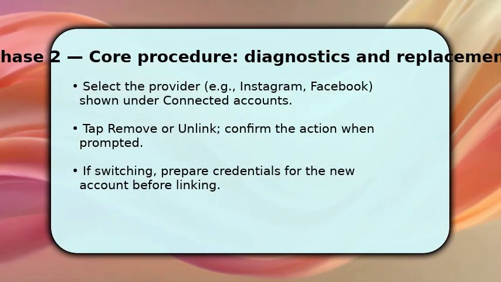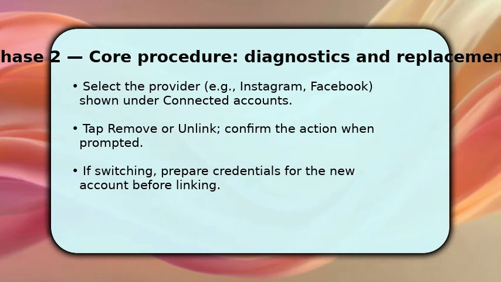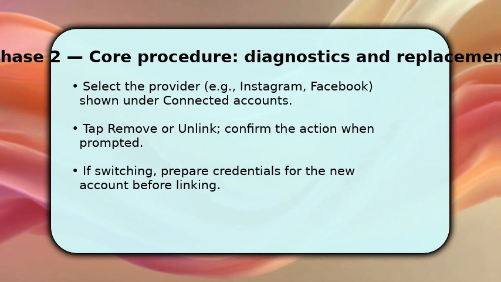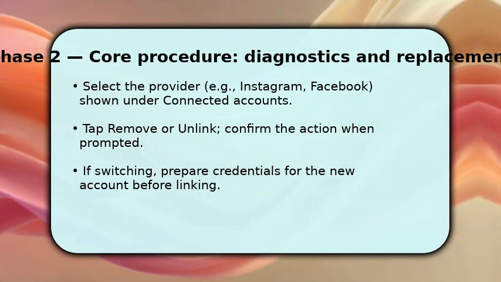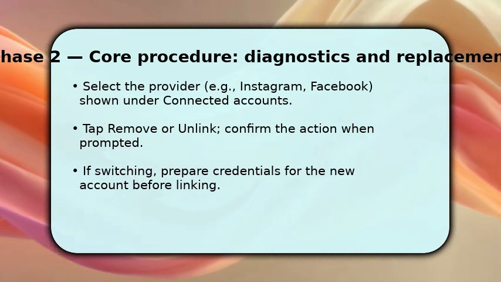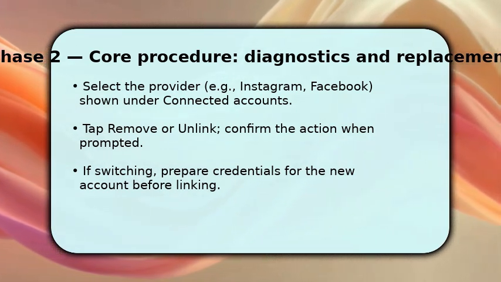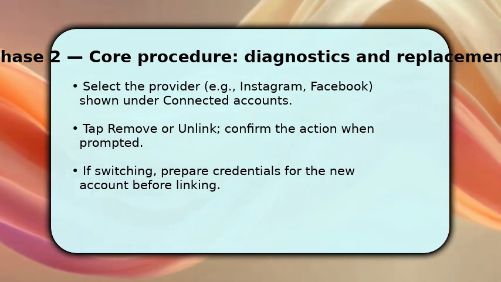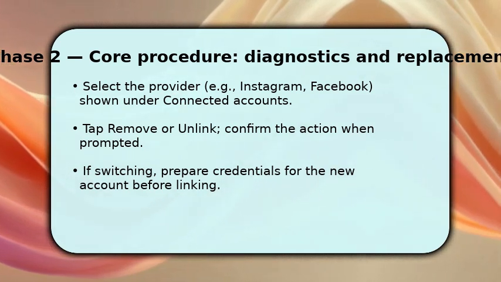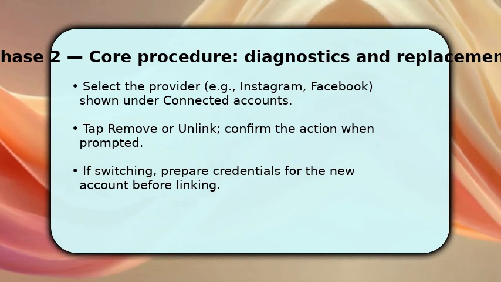You now handle the main operation, removing or switching the connected account. Tap the provider you want to change, then choose Remove or Unlink and confirm. This severs the OAuth token so TikTok stops using those credentials. Make sure you have the new account's username and password ready, because once unlinked, you should link the replacement immediately to keep features like cross-posting.